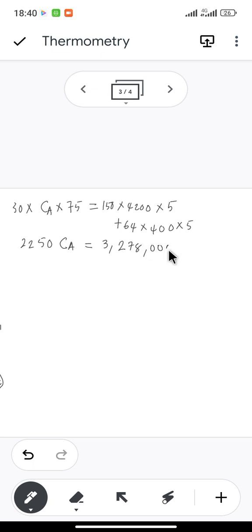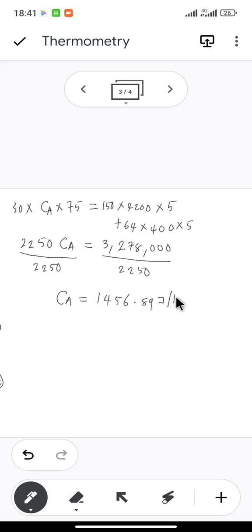When you multiply and sum it all up, you have 3,278,000. So in order to get C_A, you divide both sides by 2250. So your C_A gives you 1456.89. Now the unit is joule per kilogram Kelvin. You understand? That's why we had to convert our degrees Celsius to Kelvin.